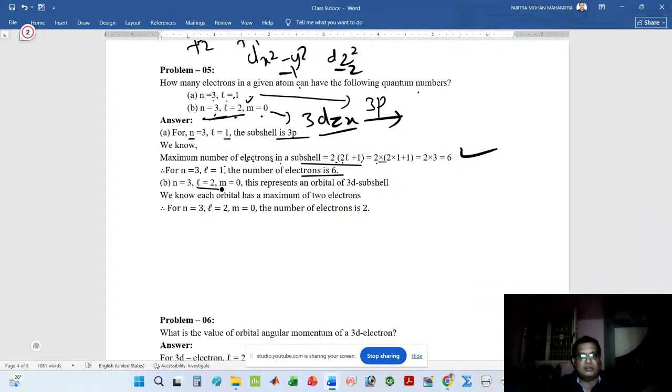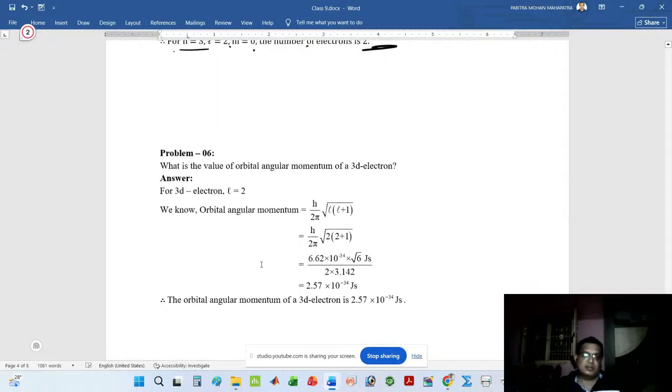n is equal to 3, L is equal to 2, m is equal to 0. This represents an orbital of the 3d subshell. Here I have written 3dzx. We know that each orbital has a maximum of 2 electrons. So here we can write for n is equal to 3, L is equal to 2, m is equal to 0, the number of electrons is equal to 2. This is the answer. Let me explain problem number 6.